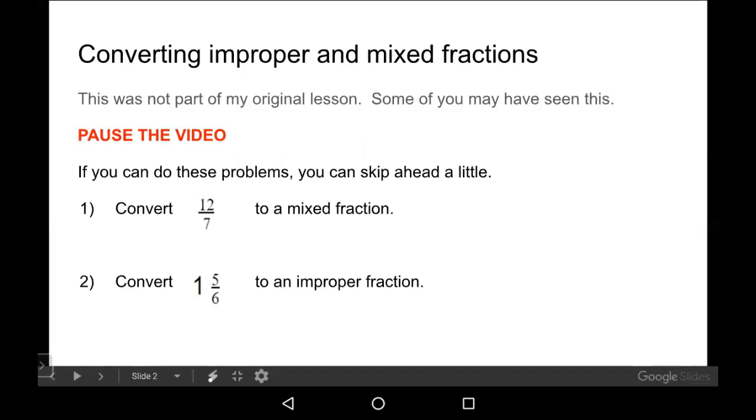So right here, if you want to pause the video and do these problems, if you can convert 12/7 to a mixed fraction and convert 1 5/6 to an improper fraction, then you could actually go past these next few slides that I'm going to do. This is what I was talking about, that I kind of have to add so that the rest of it makes sense, okay? So if you know how to do these, then you can kind of skip ahead in the lesson a little bit, or you can just get refreshed by what I was going to go over. Otherwise, you need to watch these next few examples to talk about how to convert and why this works the way it does.